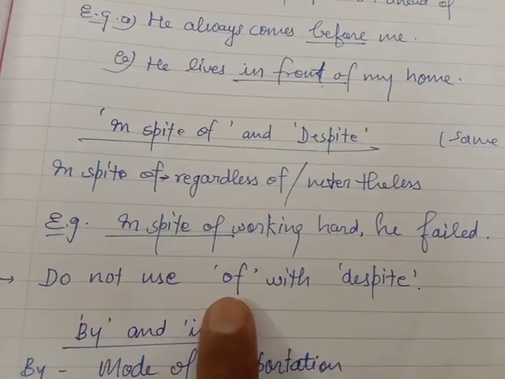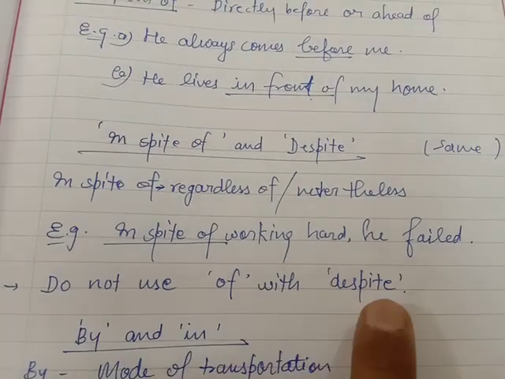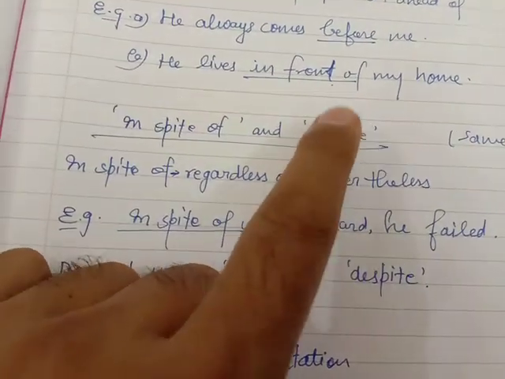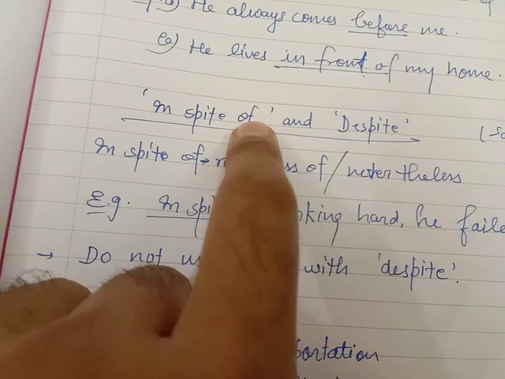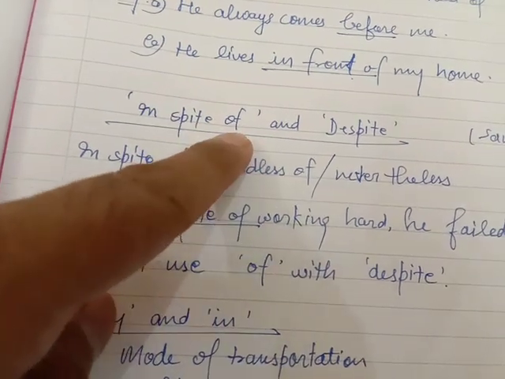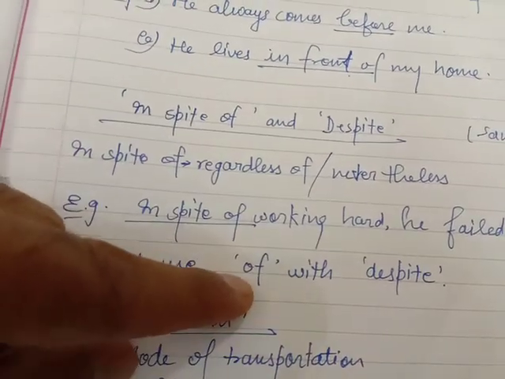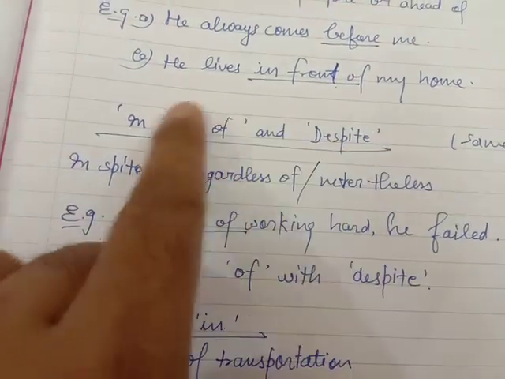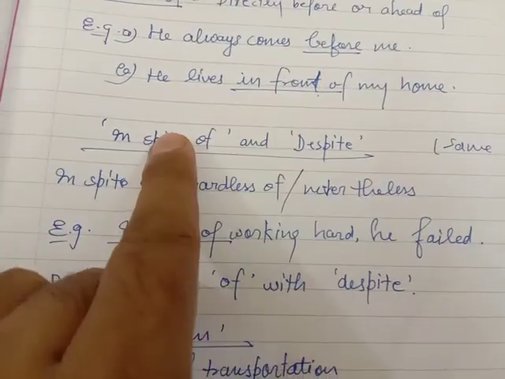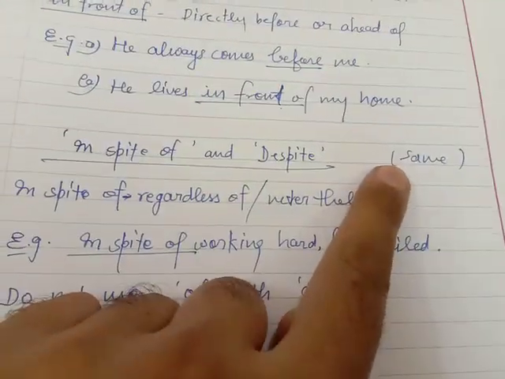Do not use of with despite, because of is included in this. It means in spite of, so we will not use of again. That's why of is not used. The meaning of both is the same. I have written here.